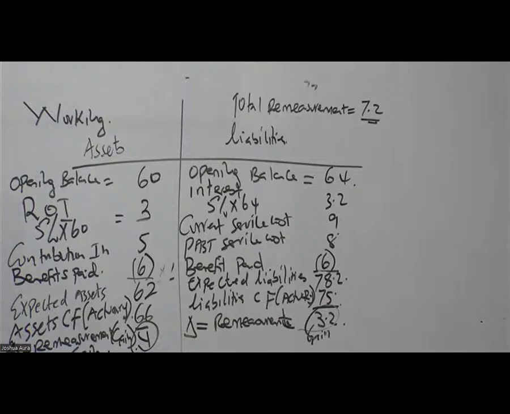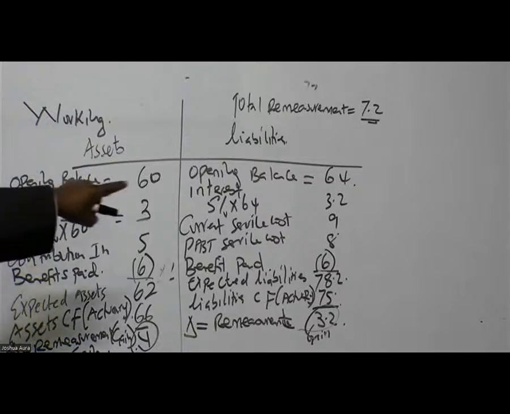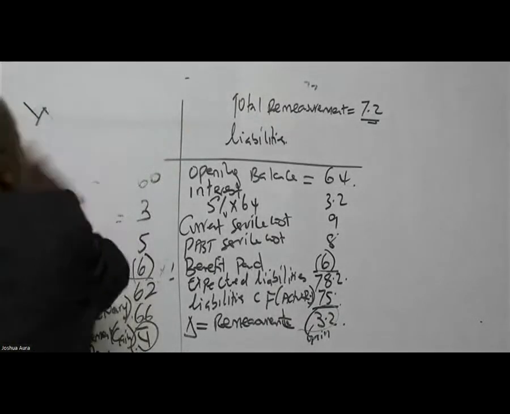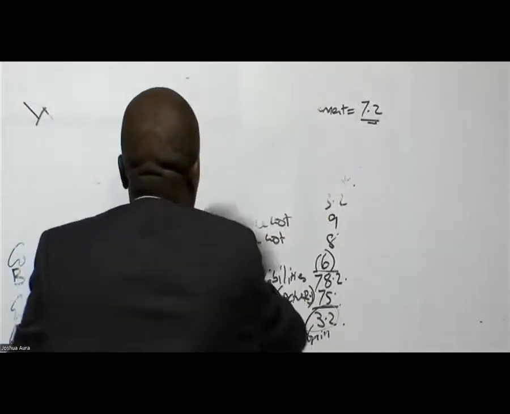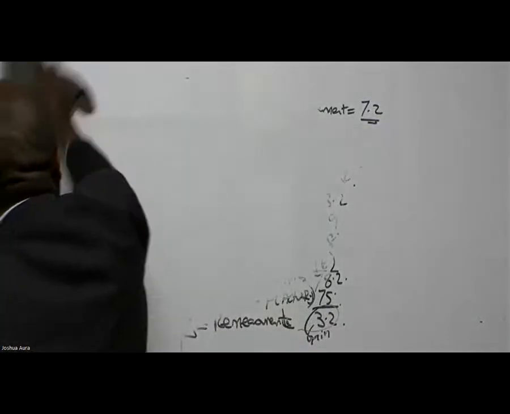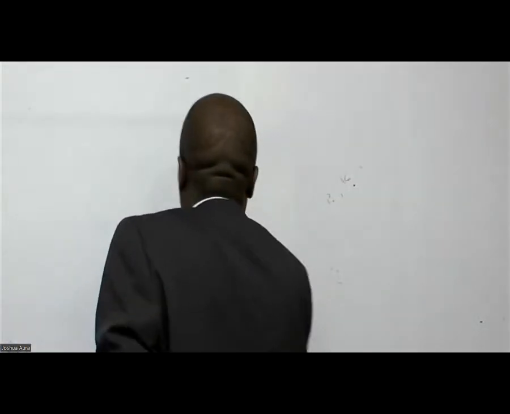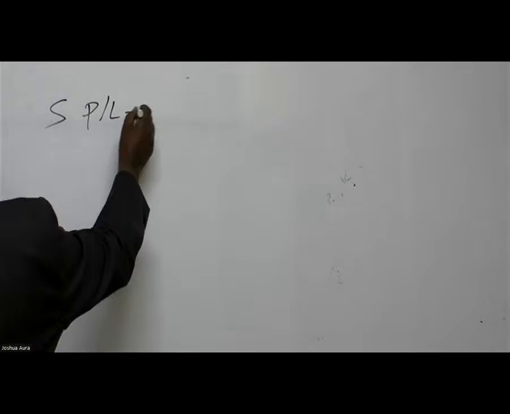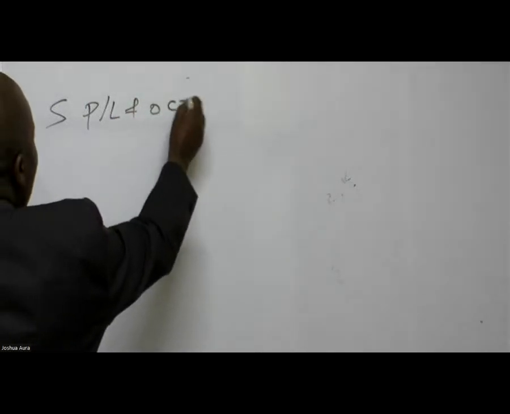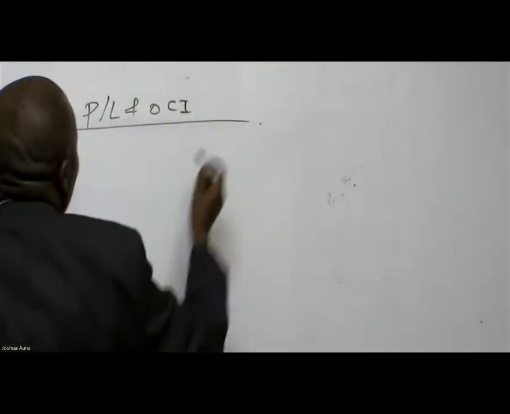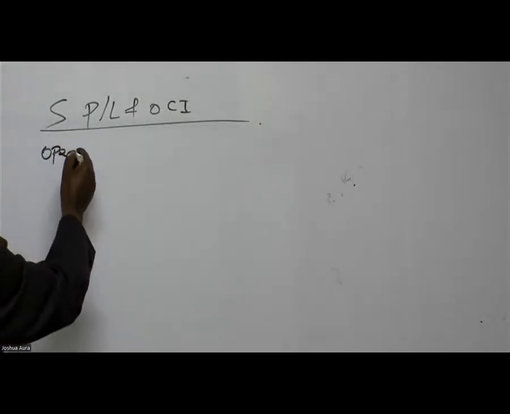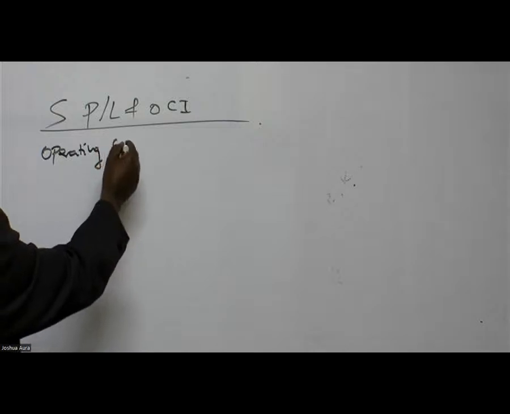After all, what do I need here? I will need this ROI. I will need that interest. I will need the remeasurement gain. I will need the service costs. So mention there statement of profit or loss and other comprehensive incomes, right? So here we have operating cost, very important.